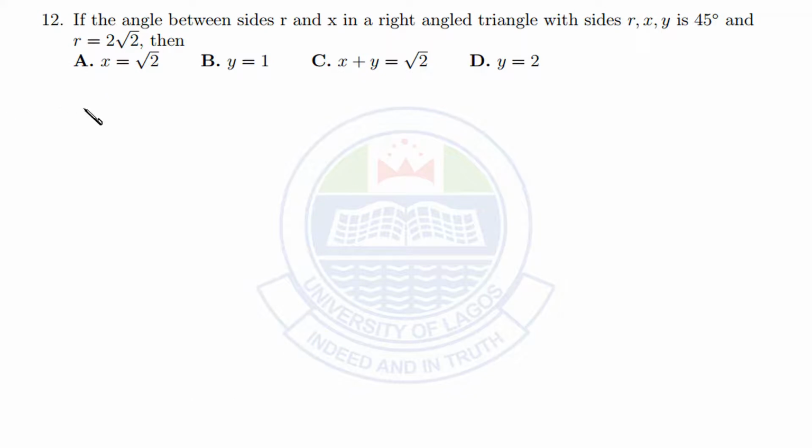In this question, they said if the angle between side R and X in a right angle triangle with sides R, X, Y is 45 and R is 2 square root of 2, then let's try to see what they are saying. Let's say we have a right angle triangle.